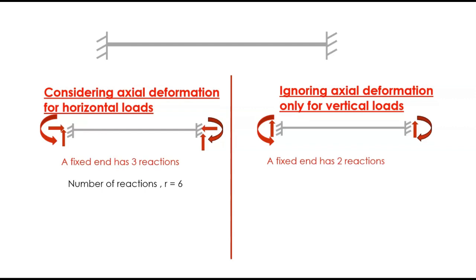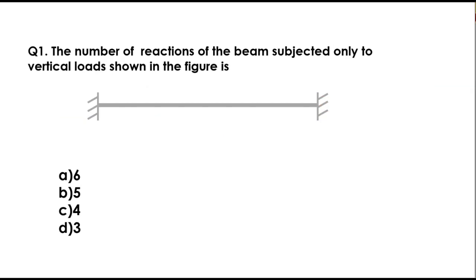So the number of reactions in the first case: there are two fixed ends. So from the two fixed ends, 3 plus 3, 6 reactions will be coming. And from the second case, there are two fixed ends, so two reactions are coming each, 2 plus 2, 4. Hence, the number of reactions of the beam subjected only to vertical loads: when it is considering only vertical loads, the right answer will be option C, 4.